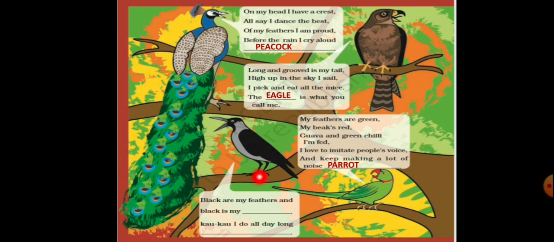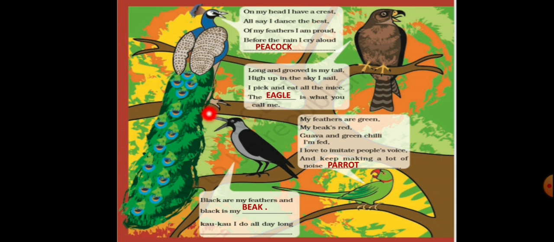Now the last box. Who is telling this dialogue? It is said by this bird. All the birds are talking, isn't it? What is this bird saying? Black are my feathers and black is my dash. Caw, caw, I do all day long. So, black is the beak.